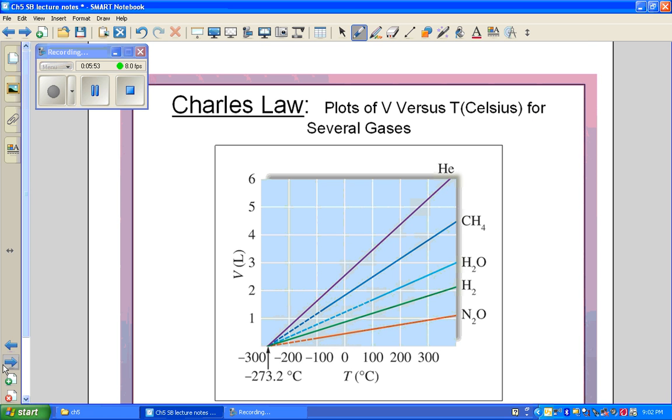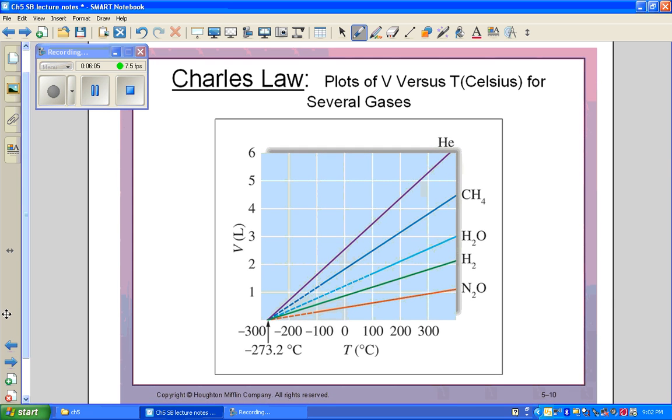Okay, so now we're going to go on to Charles' law, which is another one that should be reviewed. So we had Boyle's law, which had to do with pressure and volume, and they were inversely related. As pressure increased, the volume is going to decrease and vice versa. With Charles' law, we are talking about volume and temperature. You can see that these gases are decreasing, decreasing, and decreasing, and they are all coming to this point right here, negative 273.2 degrees Celsius. This is the point we call absolute zero.